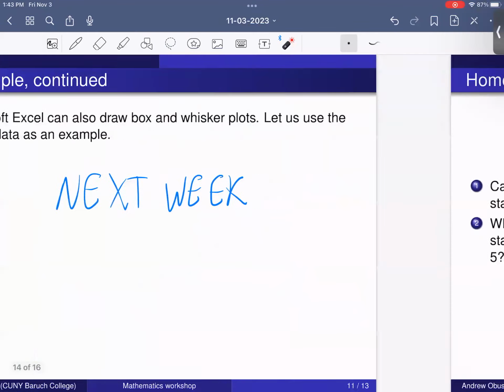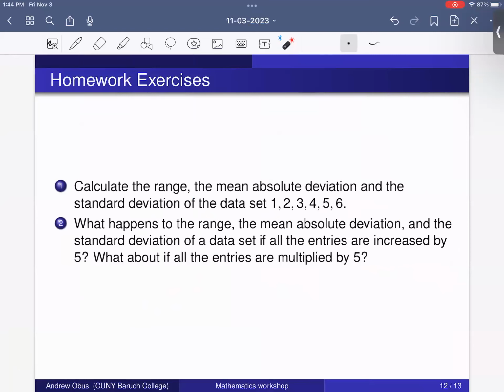Okay, so we'll do that for computers next week. We'll talk about group data for standard deviation. And so here's the homework exercises. First, calculate the range, the mean absolute deviation, and the standard deviation for just this basic data set, 1, 2, 3, 4, 5, 6. And then 2 is more conceptual questions. So it's really 6 questions in one.